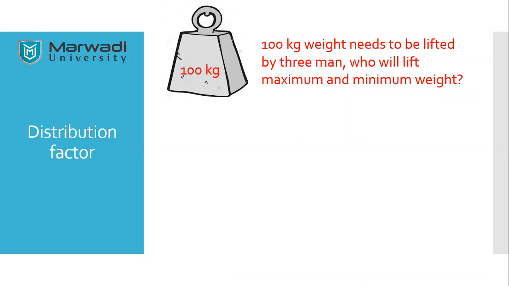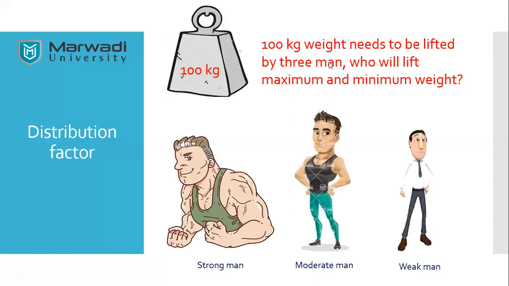Forget structural analysis for a while. There is a 100 kg weight which needs to be lifted. For that, I have taken three persons who all together need to lift the weight of 100 kg. The first is a very strong man, the next is a moderately strong man, and the last is a comparatively weaker man. My question is, in what proportions will each of them lift the weight?